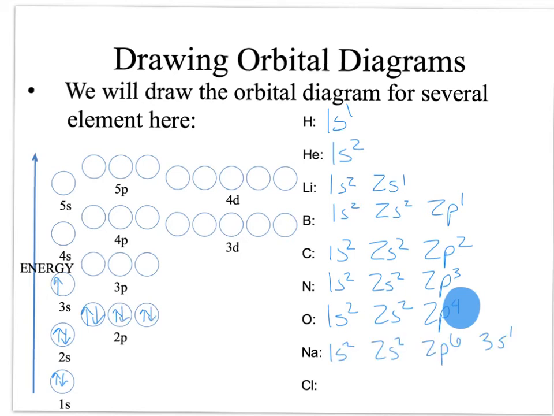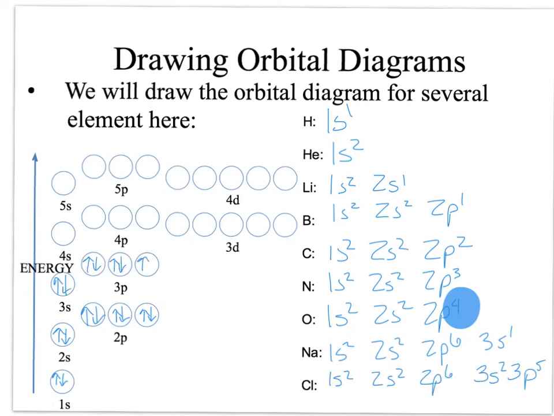If we go to sodium, sodium has 11 electrons, so we go ahead and fill up the 1s orbital, the 2s orbital. We get to fill in all of the 2p orbitals, so those 6 electrons go in there, and we're still left with 1. This one gets to go into the next row, the 3s orbital. So our electron configuration says 1s2, 2s2, 2p6, 3s1.